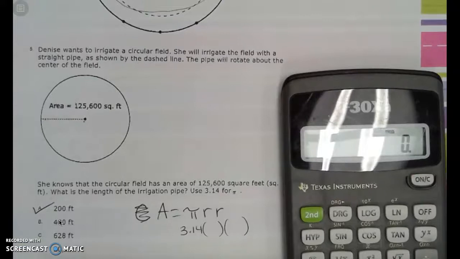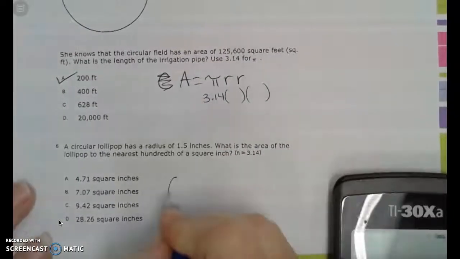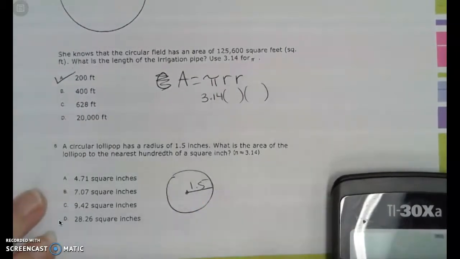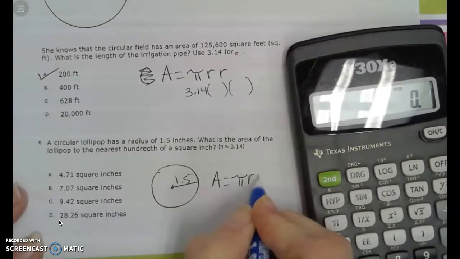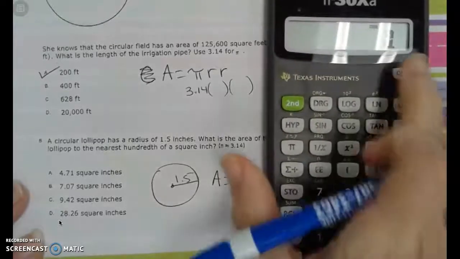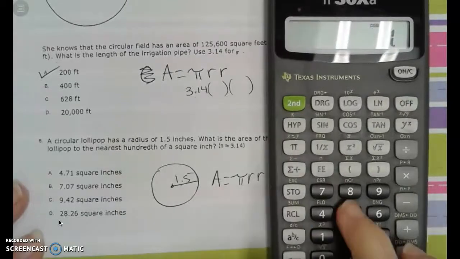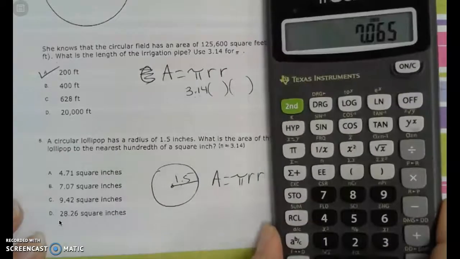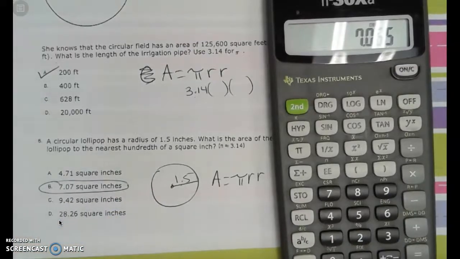So that's the way that we can use the answers to help us when we don't know how to solve one. We know the concept, but we don't know exactly how to solve it. All right, now we've got a circular lollipop, and it says that it has a radius of 1.5. It says, what is the area of the lollipop? So area, we know, is pi times r times r. So the area is going to be 3.14 times radius times radius, which it did give us the radius, so we don't have to think quite as hard. And when we round that, which it's hard to see, it's going to be 7.07. So now we're going to start part 2.